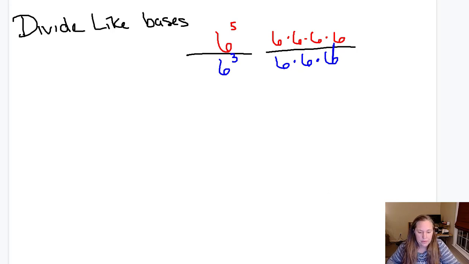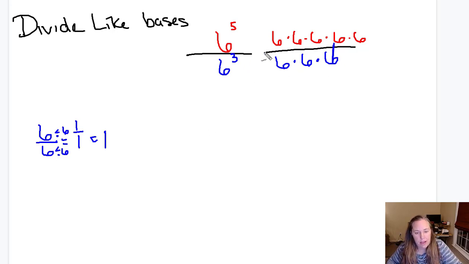Now, you know that if you have 6 over 6, that is equal to 1, because you can divide the top by 6 and divide the bottom by 6. You get 1 over 1, which is 1. Okay, we're going to do that here. We have 4 6s on the top. Oh, I'm supposed to have 5 6s on the top. There we go. 5 6s on the top, 3 6s on the bottom. And we're going to divide.